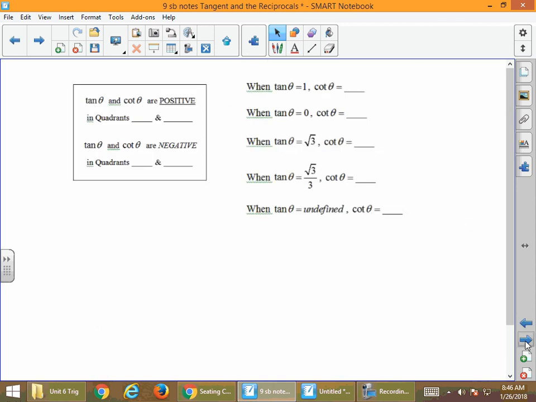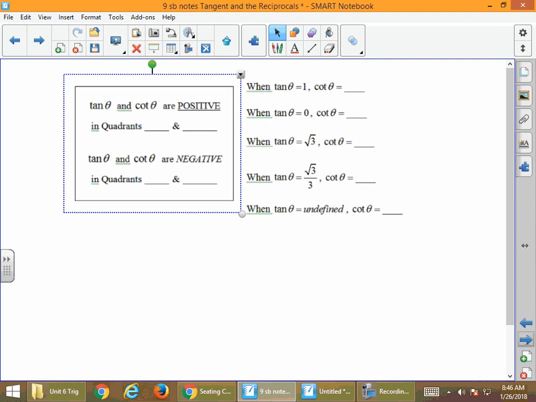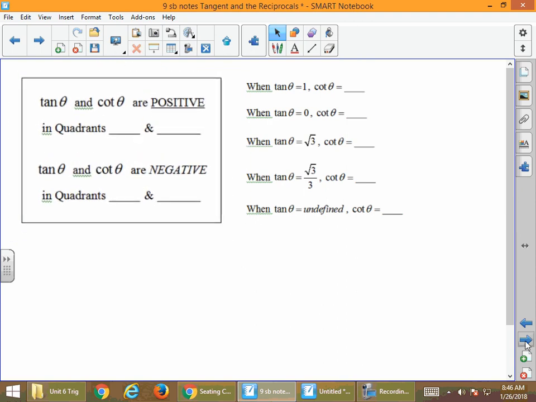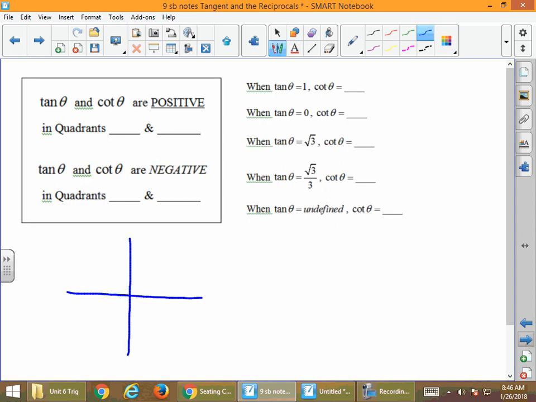But as we look down below here, taking a look at this box, earlier in the week, we had done some notes where we talked about all students take calculus.